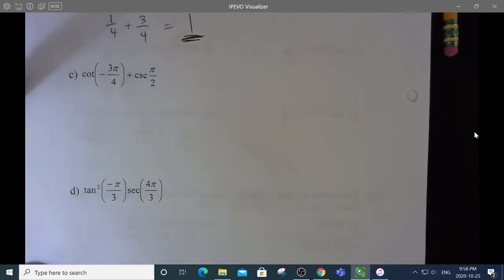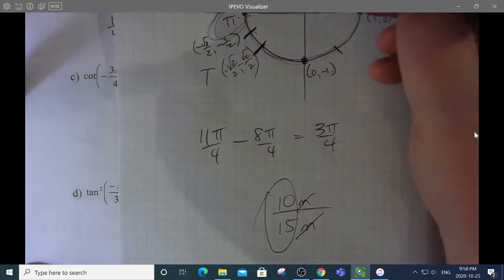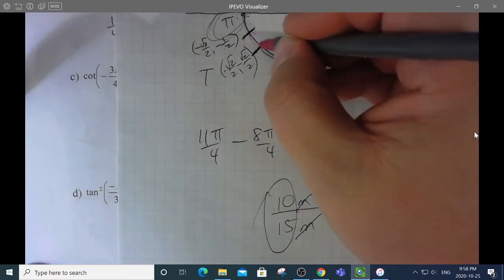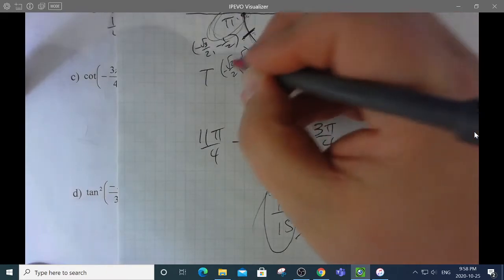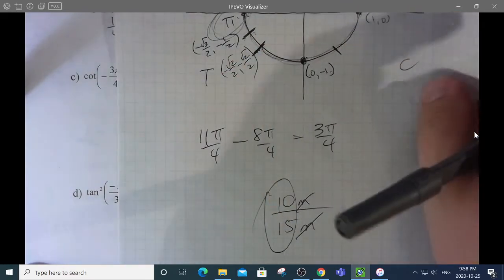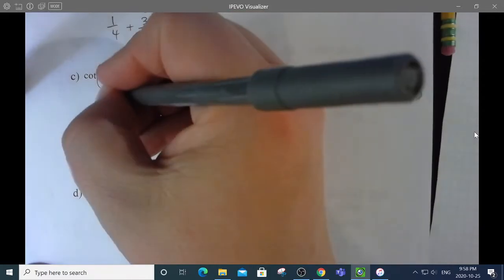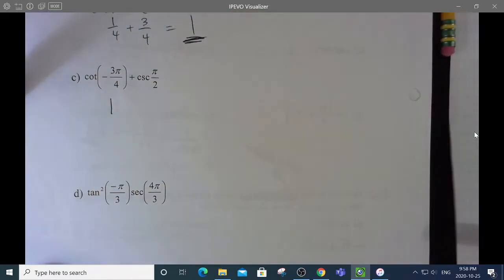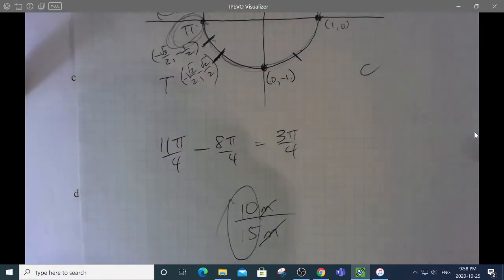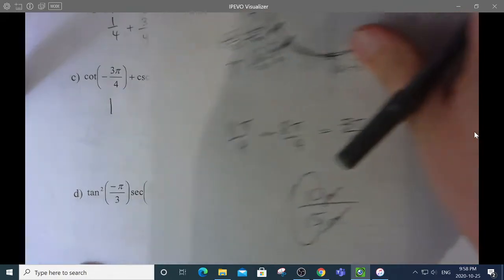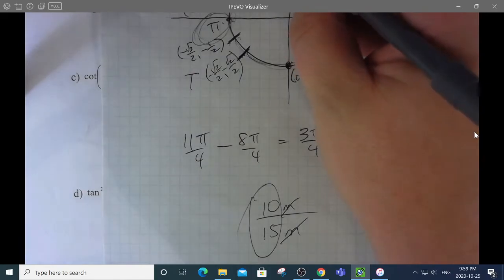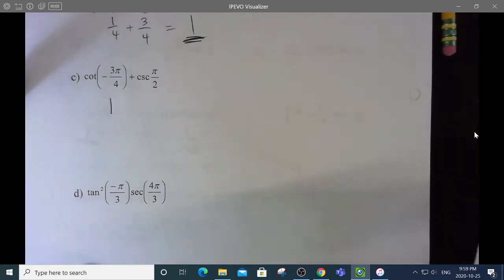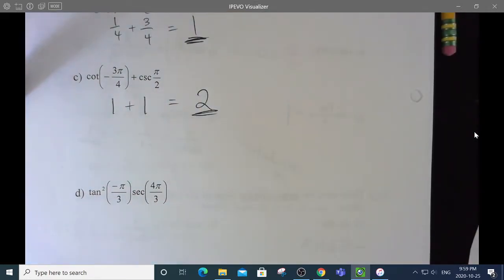Okay, where is negative 3 pi by 4? Starting here and going backwards, that's going to be over here. Right, that's 1 pi by 4, 2 pi by 4, negative 3 pi by 4. The tangent there is positive 1. So the cotangent, the reciprocal of 1, is still 1. And the cosecant of pi by 2, here's pi by 2 up here. Cosecant is, of course, 1 over the sine value, which is also 1. So that's basically the reciprocal of 1, which is itself. So that one is 2.